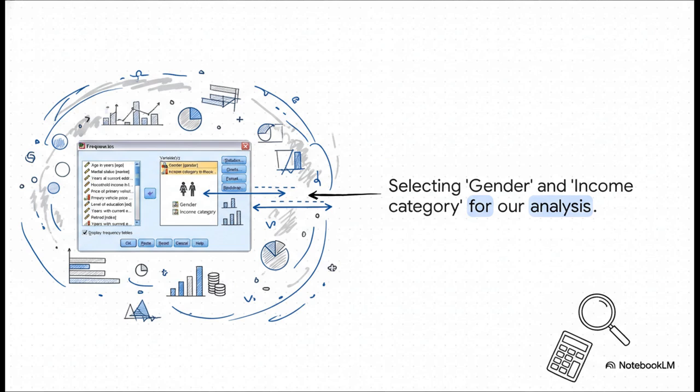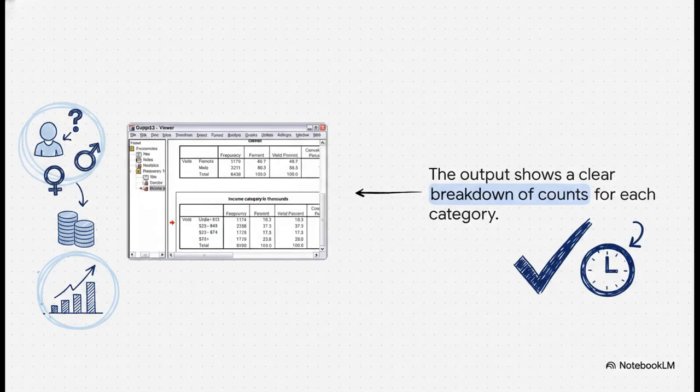For this example, let's say we just want a simple breakdown of who we surveyed. So we'll find gender and income category and just move them over into the variables box on the right. And that's it. We've just told SPSS what we're curious about. And boom, just like that, SPSS gives us our results.